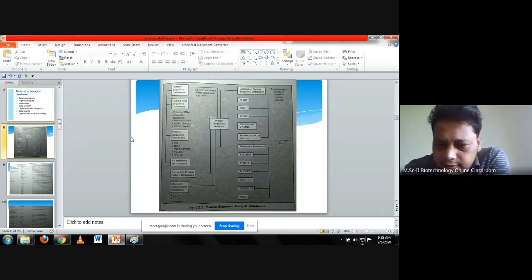So here we'll see protein sequence analysis database. Protein has got primary sequence.